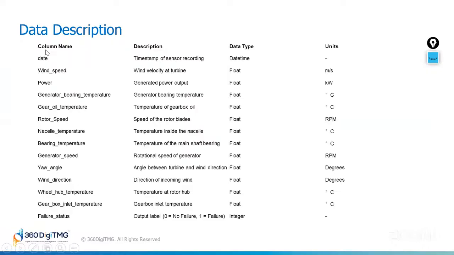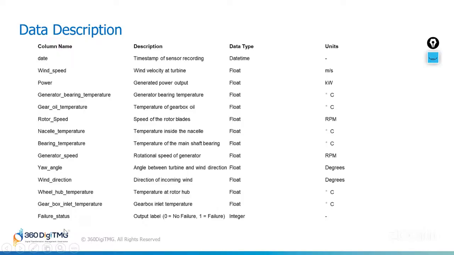So here in our data, which we got from the client, we got these features. These are all the descriptions regarding these features. And you can see here, this is our output variable, our target variable. These are our input variables and this is our target variable.